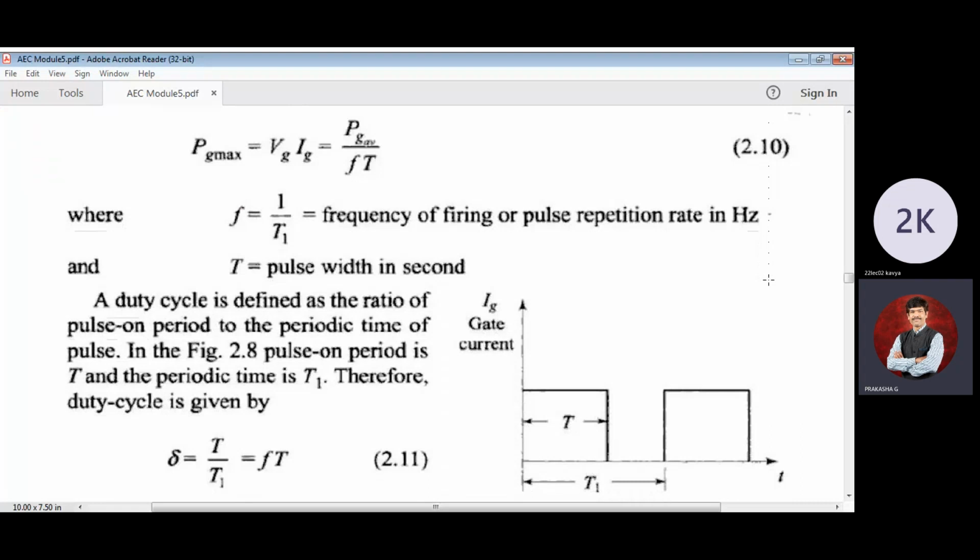What is the minimum voltage we are getting, what is the maximum voltage. Once the load line, we are able to find out VG maximum, IG maximum, VG minimum, IG minimum. Once you know this, we are able to find out the power dissipation. Power dissipation calculation comes at the very end of the characteristics. Once you know the power dissipation, you are able to find out delta, that is the duty cycle.